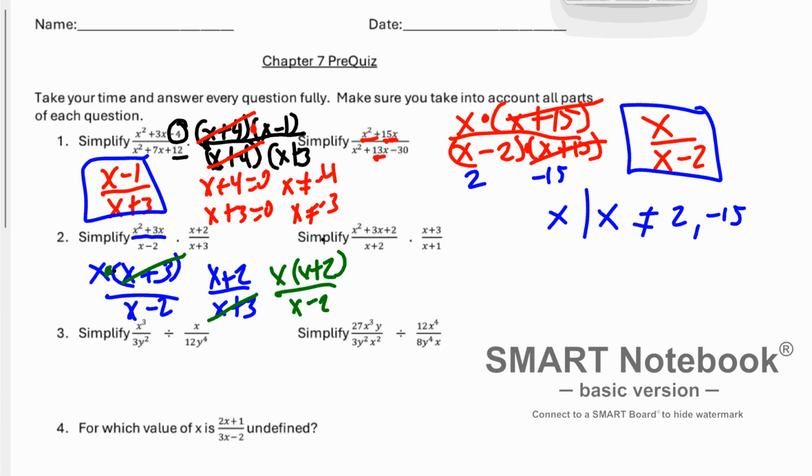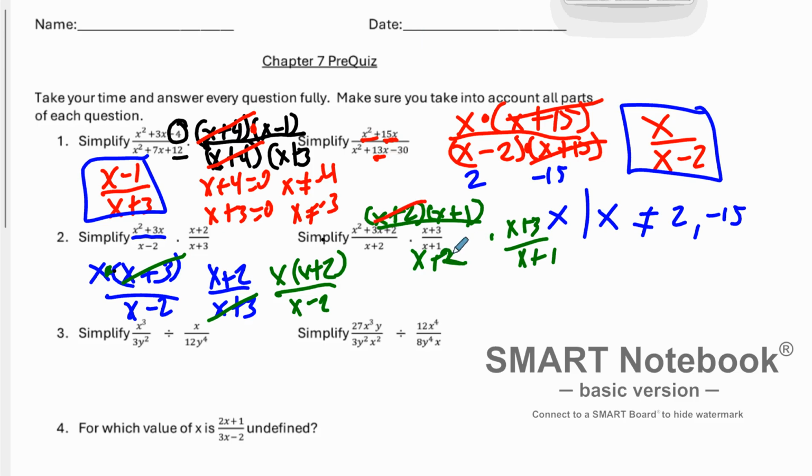So on top of this one, I can factor this into an x, an x plus 2, and an x plus 1. And then I have x plus 3, and on here I have x plus 1, and then on bottom of this is an x plus 2. All right, so x plus 2.